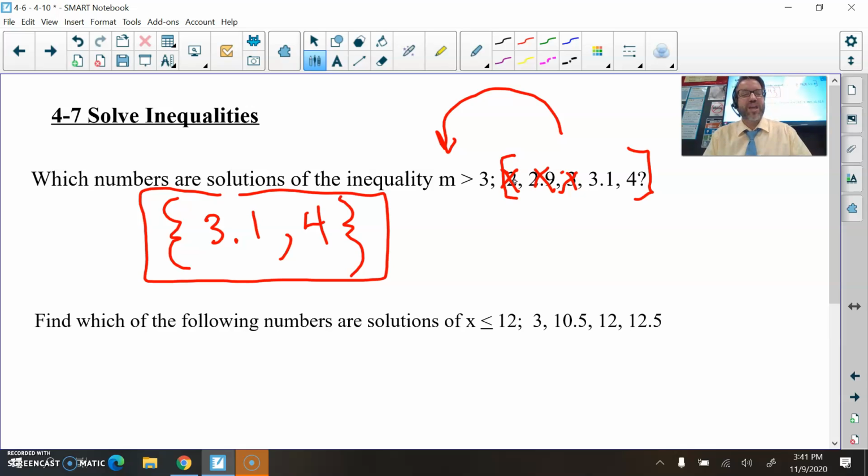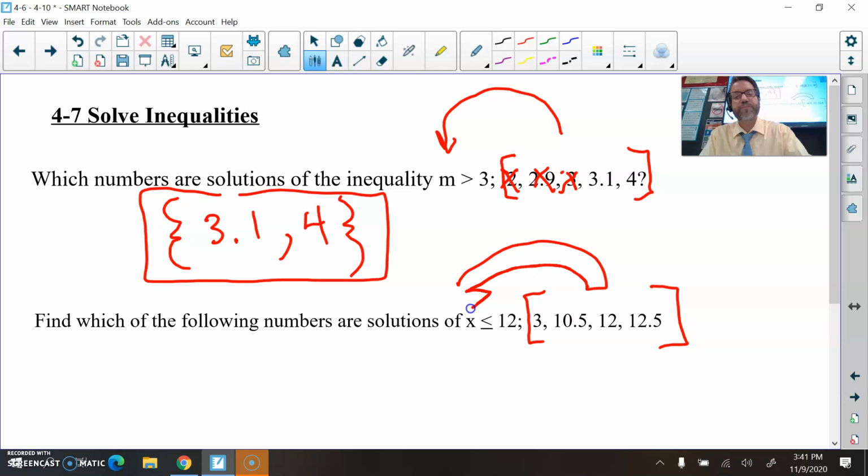All right, let's look at another example. Find which of the following numbers are solutions of this inequality. We have x is less than or equal to 12. And I have 4 different possibilities here that I can test out. Any one of these that is less than 12 or equal to 12 would be a solution to this inequality. All right, so let's test some out here. 3, and again, we'll just take the values that are here and plop them in over here, in place of the x, and test them out.